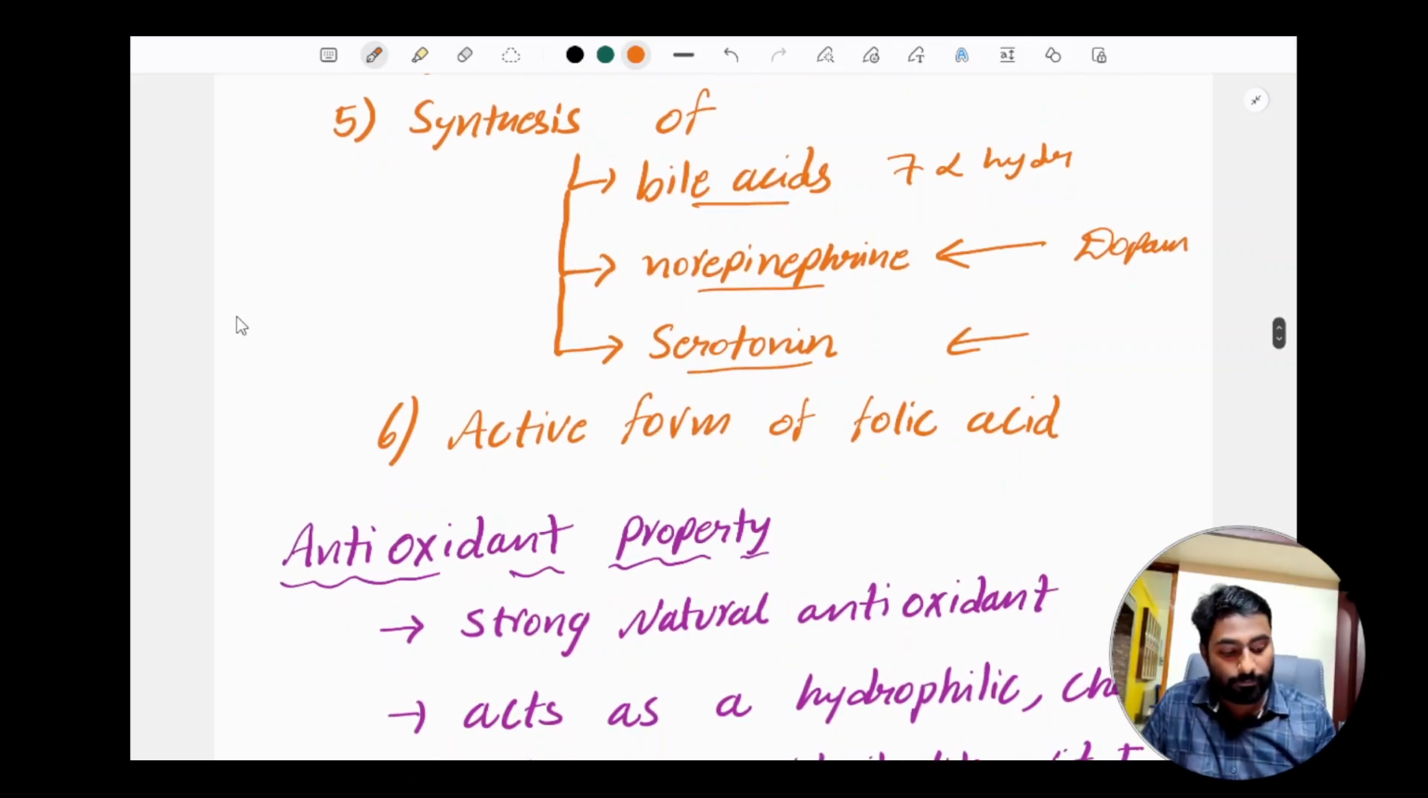And the active form of folic acid. The active form of folic acid is tetrahydrofolic acid, which is produced with the help of the enzyme dihydrofolate reductase, which requires vitamin C.